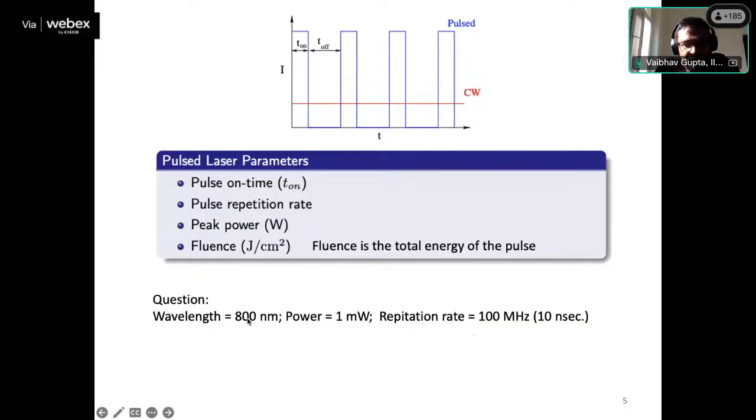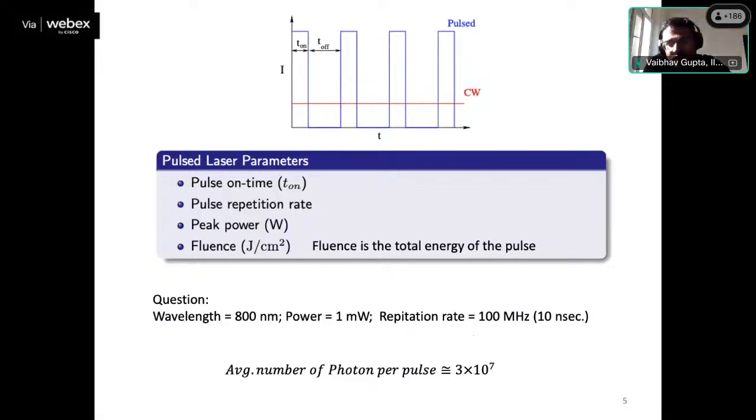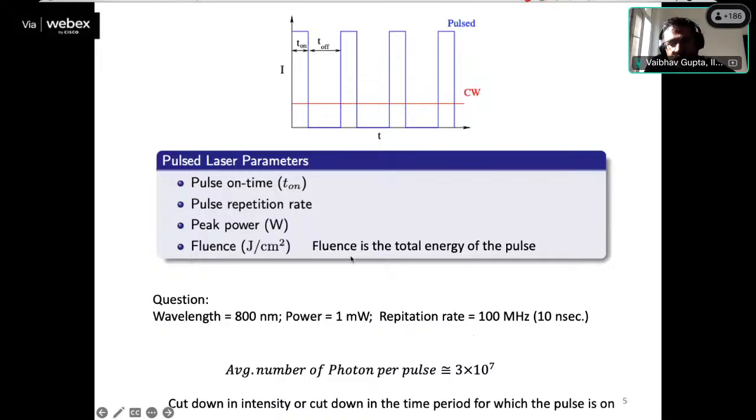Suppose we have a pulse laser which has a wavelength 800, power is 1 milliwatt. It repeats itself every 100 megahertz, meaning every 10 nanosecond, you can convert frequency into time. So every 10 nanosecond the pulse is coming. Now if I calculate the number of photons in this pulse laser, in each pulse I will be having 10 to the power 7 photons. So that is another way to get less number of photons. So there are two things you can do. Either you can cut down in terms of intensity, or you can cut down in terms of time, meaning creating pulses. So there are two ways.